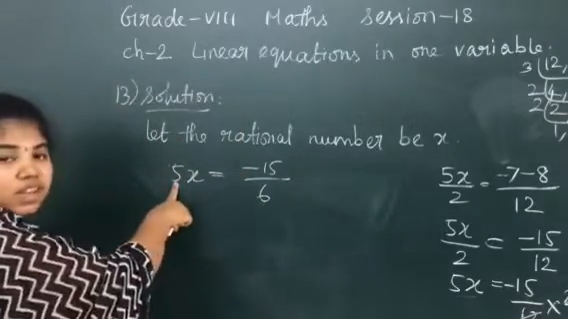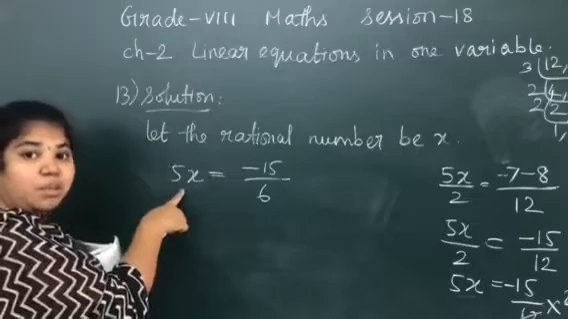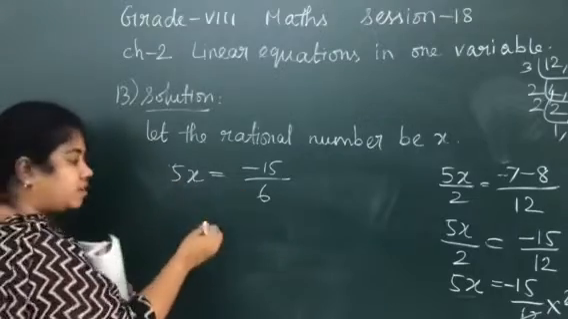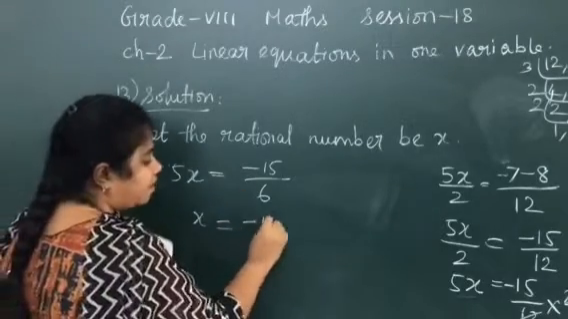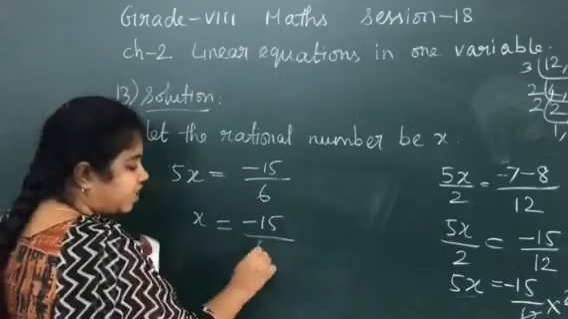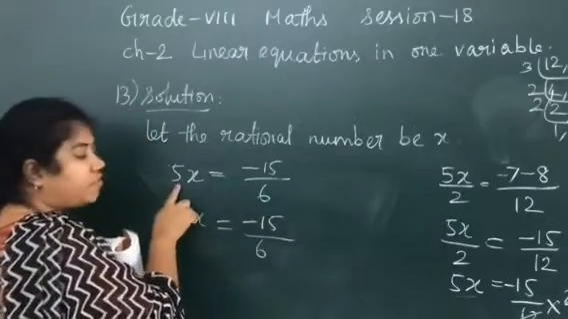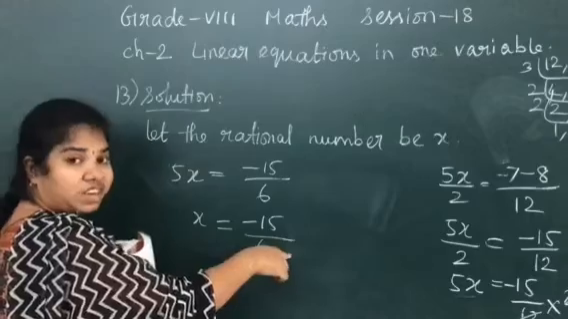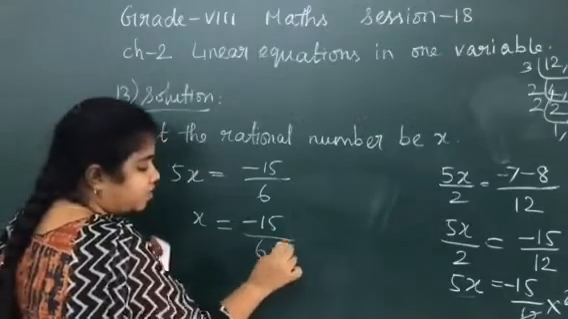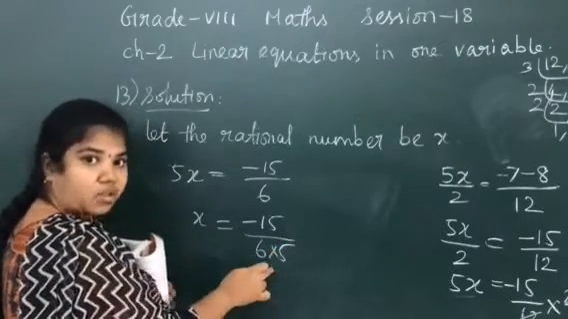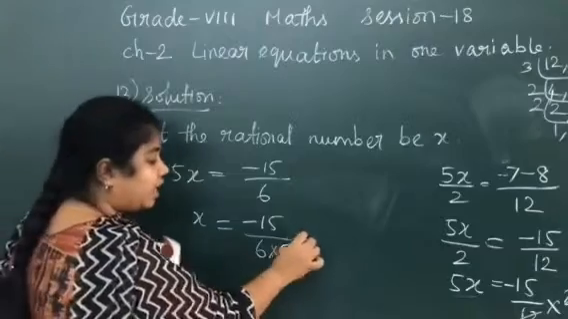Now here you listen, it is 5x, it is in multiplication. When it goes to the right hand side, it becomes division. Minus 15, there is no change. Here also 6, there is no change. When this multiplication comes this side, it is division. So I write division. In division I have written 5. So I am writing into 5. I am not writing into 5 here.